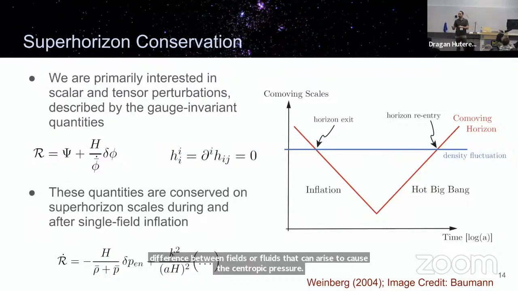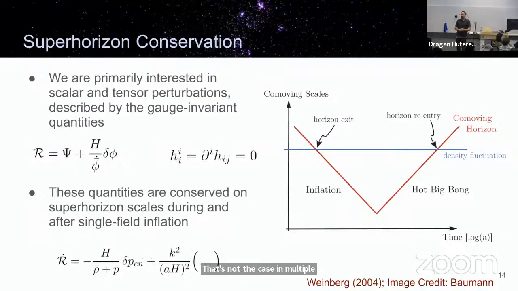That's not the case in multiple field inflation. In multiple field inflation, you have many fields, so you can have relative perturbations between the fields that drive inflation. But in single scalar field inflation, there is no entropic pressure, and so this term also vanishes. That's a special property of single field inflation. But this condition also arises during the radiation-dominated era if the universe was only filled with a plasma that was in local thermal equilibrium with no non-zero conserved quantum numbers.